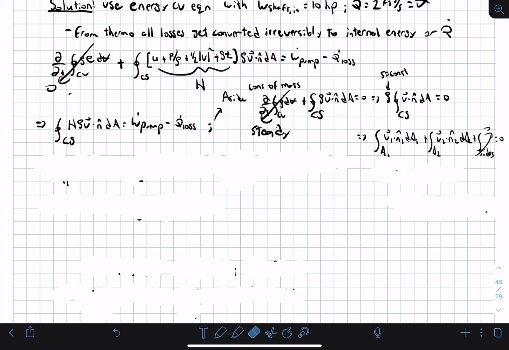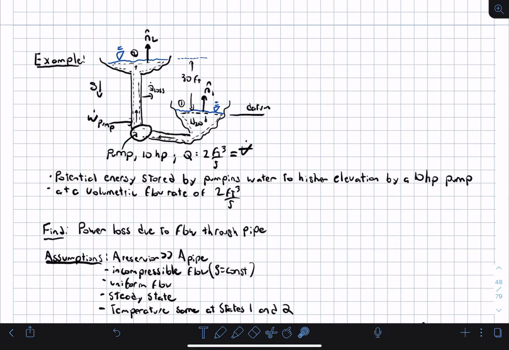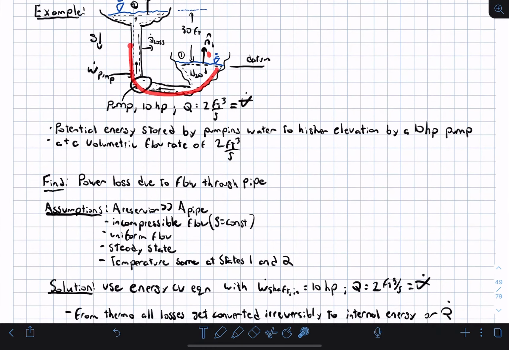Okay, and so this implies that we essentially have two surfaces here, or actually three. So we have surface 1 here, surface 2 here, and surface 3 we could consider to be the sides of the pipe and the reservoir. And I have one more assumption: impermeable walls.